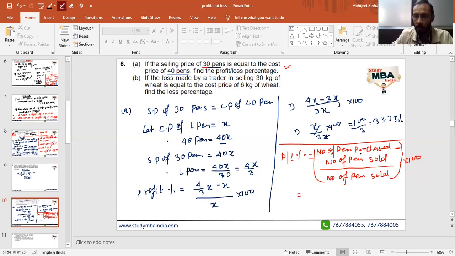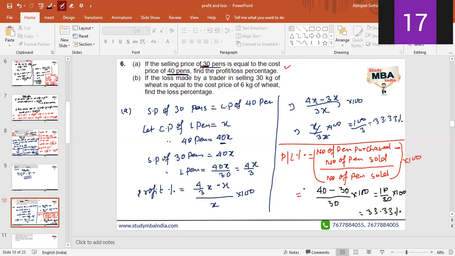So according to this, जो हम compare कर रहे हैं क्या है, number of pens purchased, जो कितने pens purchased हैं, there are 40 pens, right? So this will be 40, now minus number of pens sold, तो जो comparison में given है हमारे पास वो values यहाँ पे लिखना है, that is 30, so 30. Minus 30 by number of pens sold, so again that is 30, so by 30 into 100, and now this will become 10 by 30 into 100, and that is 1 by 3, which is 33.33%. Are you getting me? The solution is this much only for this particular question.